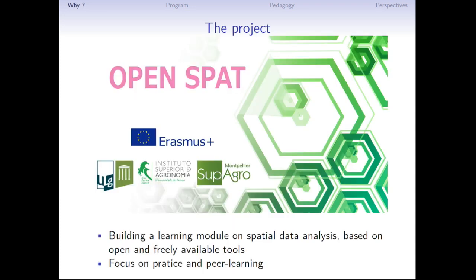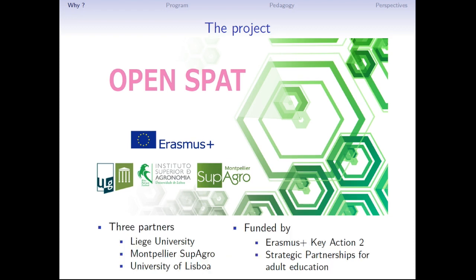The aim of this project was to build learning modules on spatial data analysis based on open and freely available tools, focused on practice and peer learning more than on theoretical aspects. This project is conducted by three partners: Liège University, Montpellier SupAgro, and the University of Lisboa, and is funded by the Erasmus Plus Key Action 2 Strategic Partnership for Adult Education.